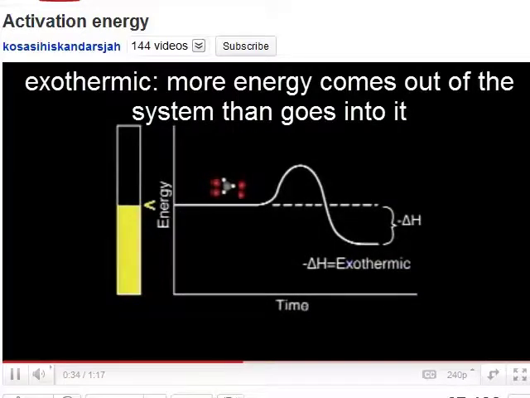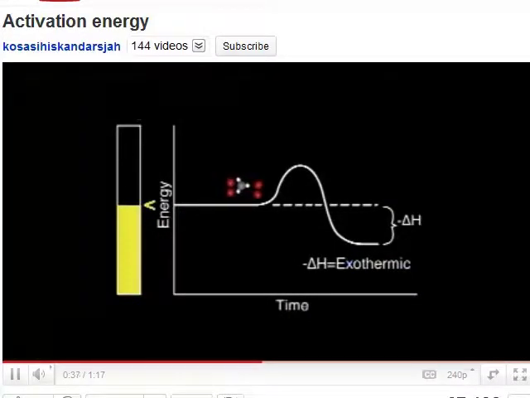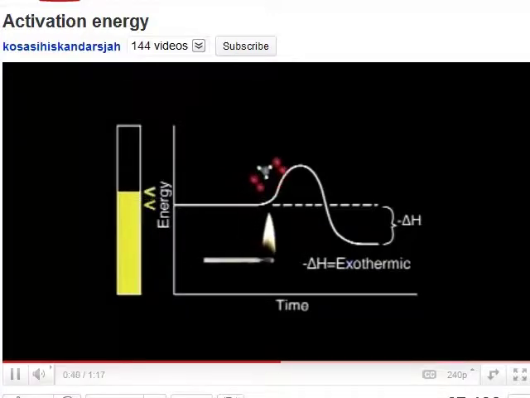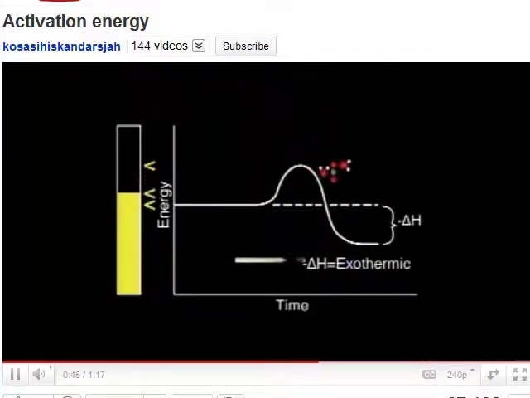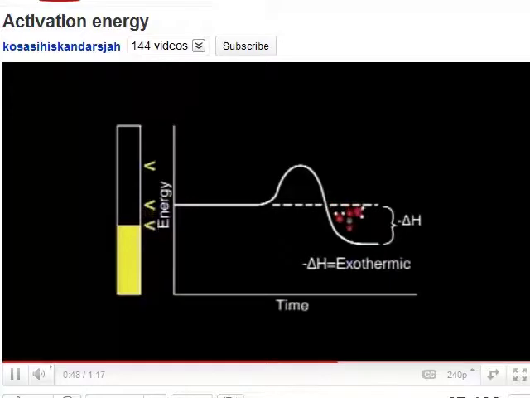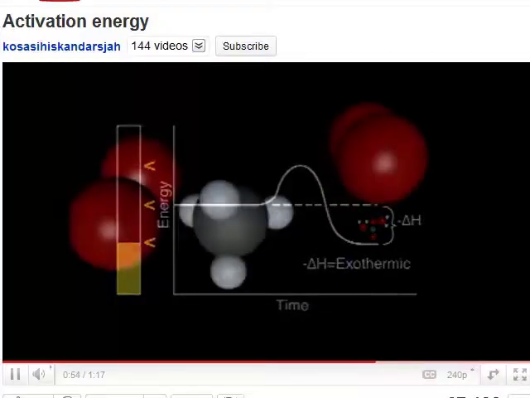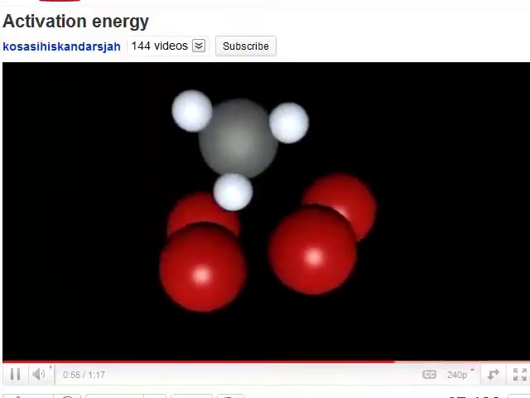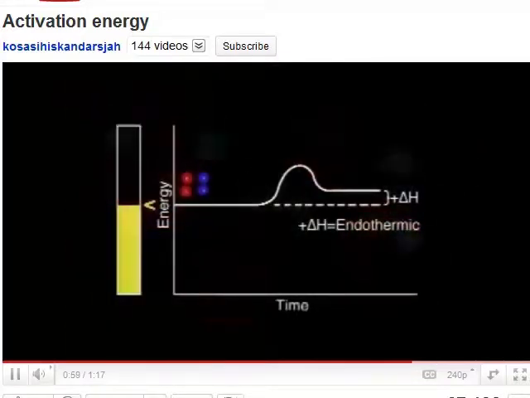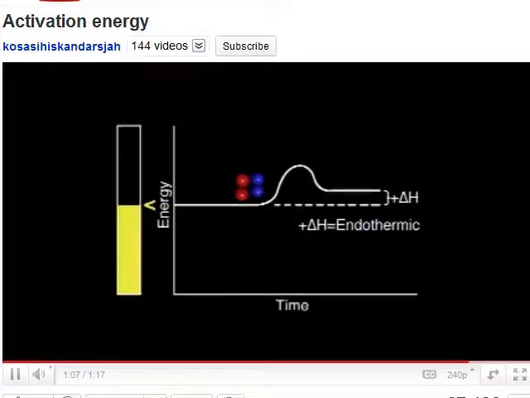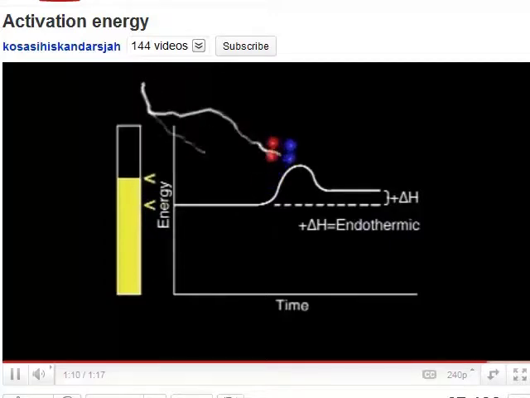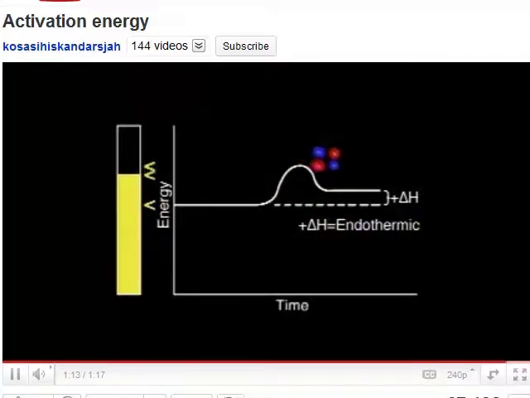Initially, the oxygen and methane molecules collide but do not have sufficient energy to react. A flame can supply the activation energy needed to start the reaction. At this point, bonds break and new bonds form in an exothermic reaction that releases energy. The energy released supplies the activation energy for other molecules to react, and the mixture explodes. In the air, nitrogen and oxygen are continually colliding but lack sufficient energy to react. Heat from lightning supplies the activation energy to break bonds, and new bonds form in an endothermic reaction that absorbs energy.